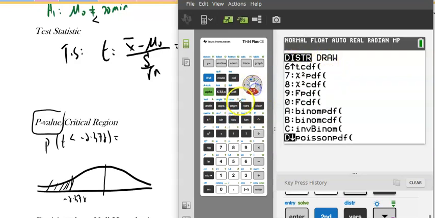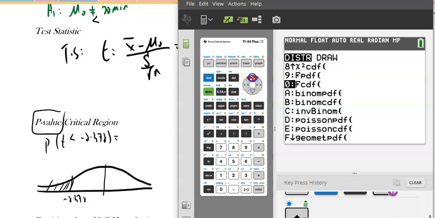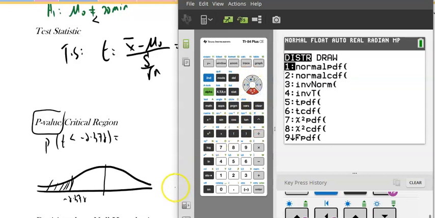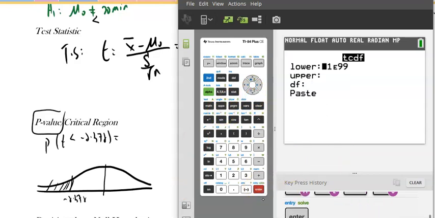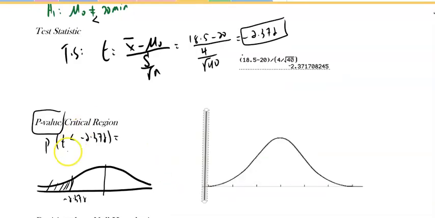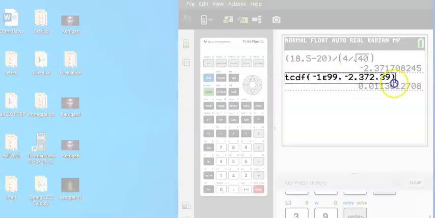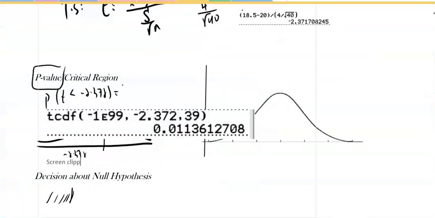Not binomial. Oh, did I miss it? T distribution. Let's go to one again. Oh, it's right there. Missed it. TCDF. So the TCDF, the lower end is negative 1, that's true. The upper end is negative 2.372. Degrees of freedom, they said n equals 40, so 39, if you remember. Paste and give me that probability, and there it is. Now, we're always going to find the probability. You need to know what that means. The work is almost identical all the time if you really pay attention.